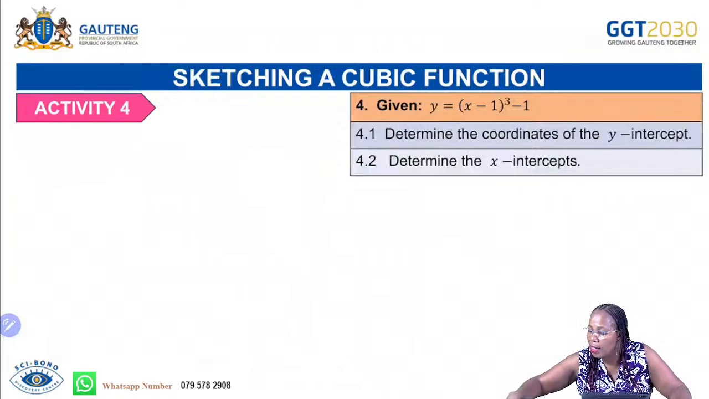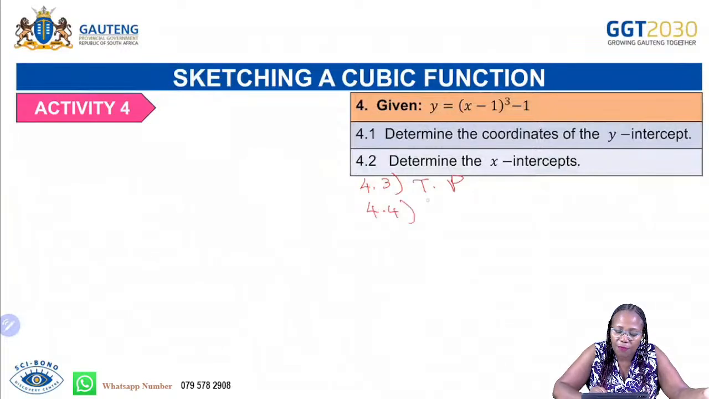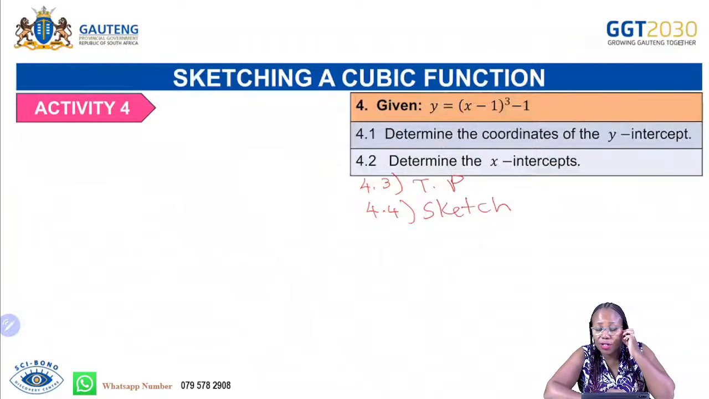All right, I would like you to try this one, grade 12, on your own. We are calculating the coordinate of the y-intercept, and determine the x-intercept of this function. Then I am adding 4.3 here: look at the stationary point, that means you'll be looking at the turning point. And 4.4, you sketch the graph for me. So that is your activity, grade 12, for 5 minutes, starting now.